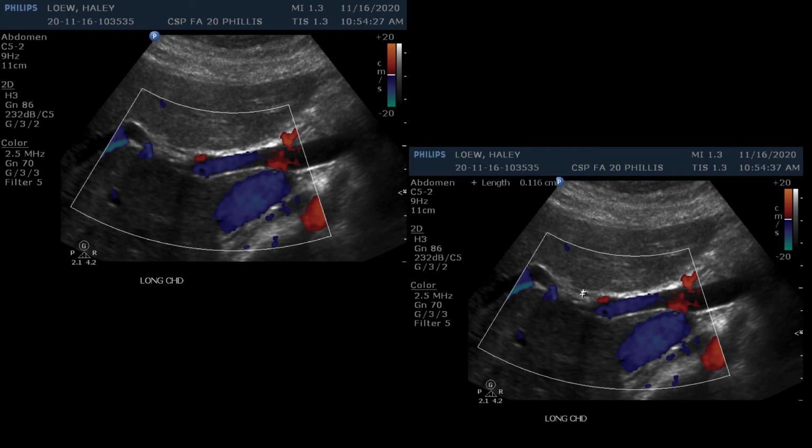I should have tried to elongate the CHD in this image. The CHD is also measured. It's measured inner wall to inner wall. The CHD is also intrahepatic, meaning inside the liver.